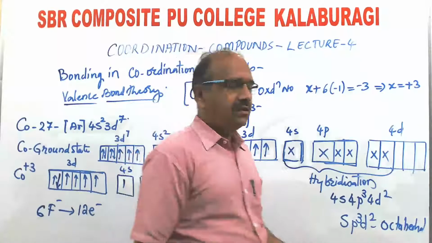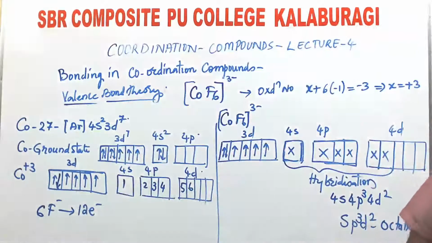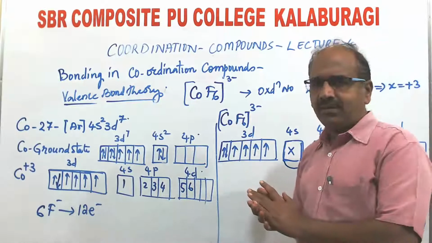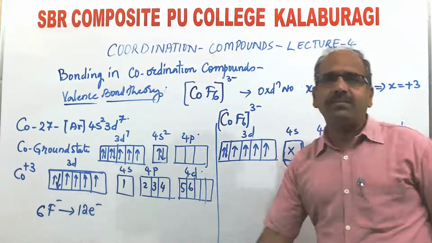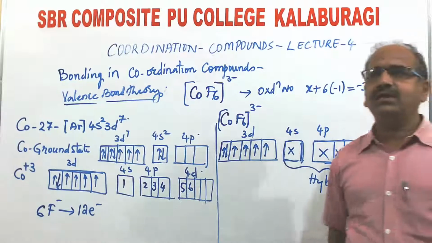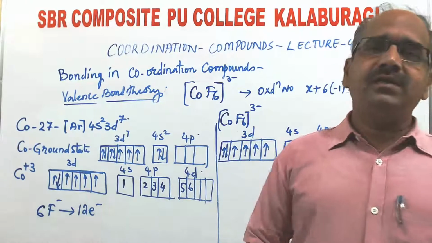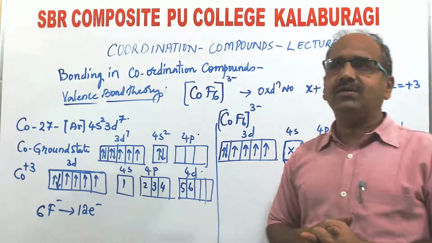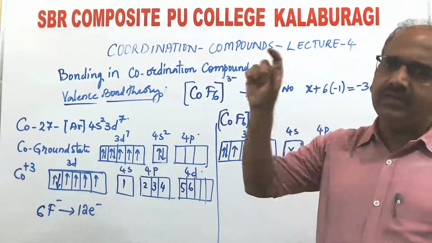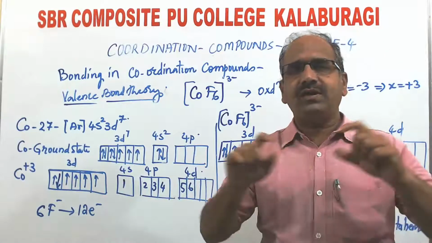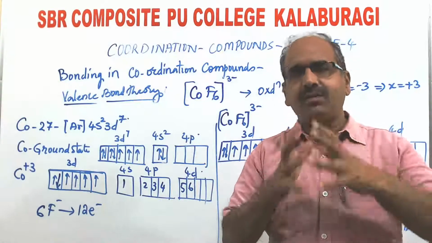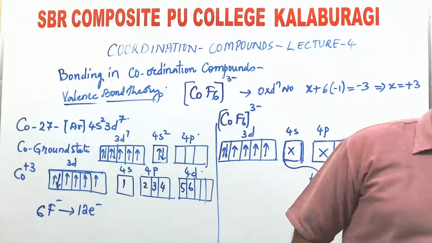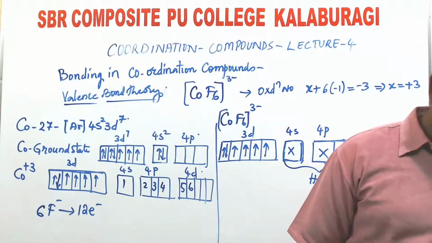sp3d2. Here, fluorine is a weak field ligand. Since it's a weak field ligand, it will not make these electrons get paired up. They shall remain as they are, unpaired only. There is going to be one thing called the spectrochemical series. Later in the next class or so, I think I shall be coming to that, wherein we are going to mention the ligands in the order of their field strength, whether they bring about pairing or don't bring about pairing in the metal ions. We are going to learn that.